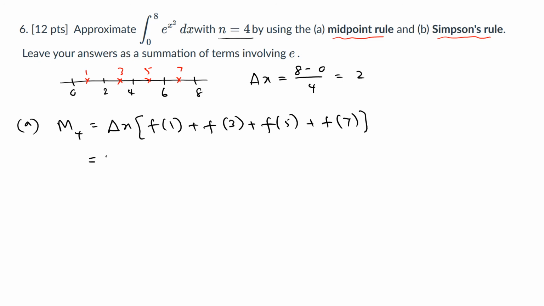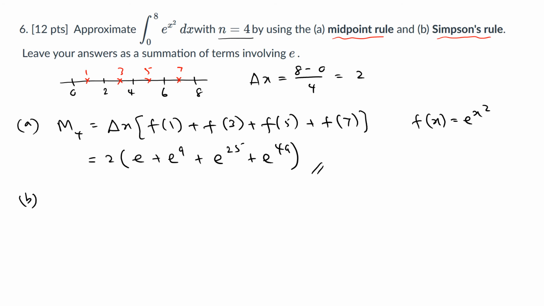So let's find it here. It's a 2, and then go to the function and put in 1. The function is e to the x squared, so f of x equals e to the x squared. That means e to the 1 squared, that is 1, we normally don't write it, and e to the 3 squared, which is 9, e to the 5 squared, which is 25, and then e to the 7 squared, which is 49. So that's what you get from the midpoint rule.